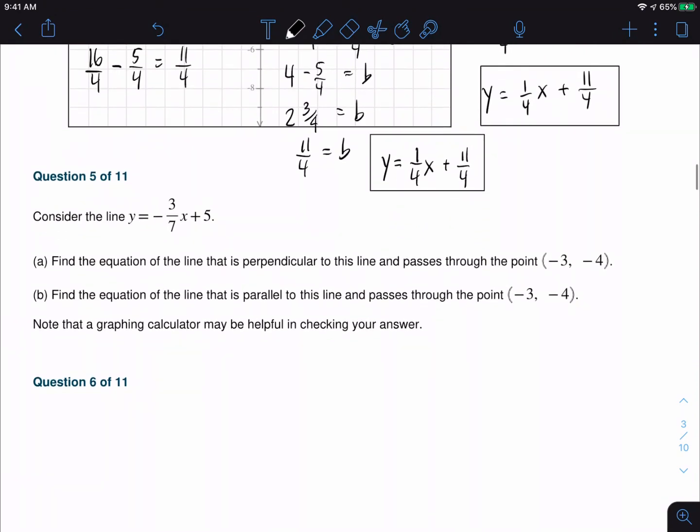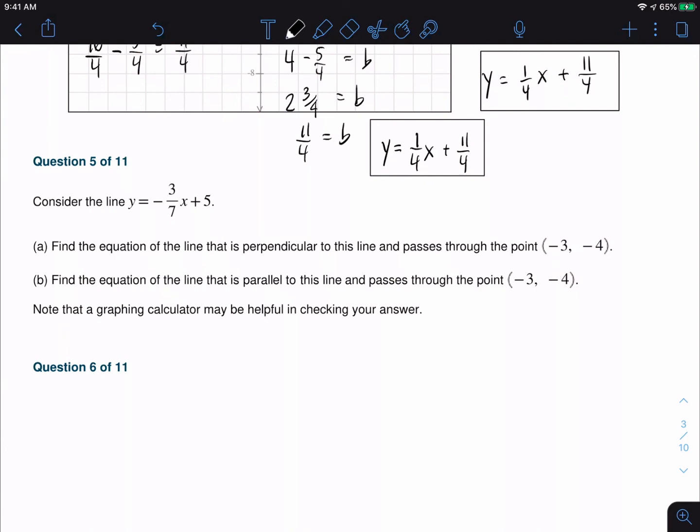This is the one that's a bit of a toughie for people. So they're saying, consider this line y is equal to 3/7 x plus 5. And part A says, find the equation of the line that is perpendicular to the line and passes through a different point. Well, if it's perpendicular, I know that the slope of the equation they're giving me is 3 over 7, correct? So the perpendicular slope is going to be the opposite reciprocal. So instead of a positive 3 over 7, I'm going to get a negative 7 over 3, right?